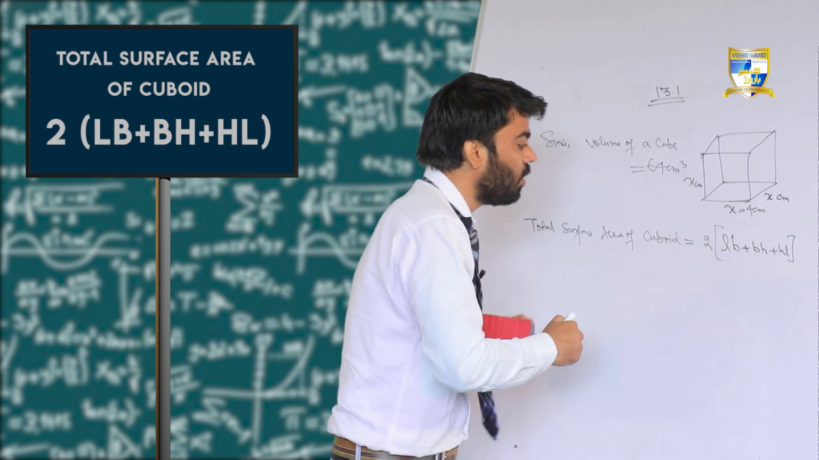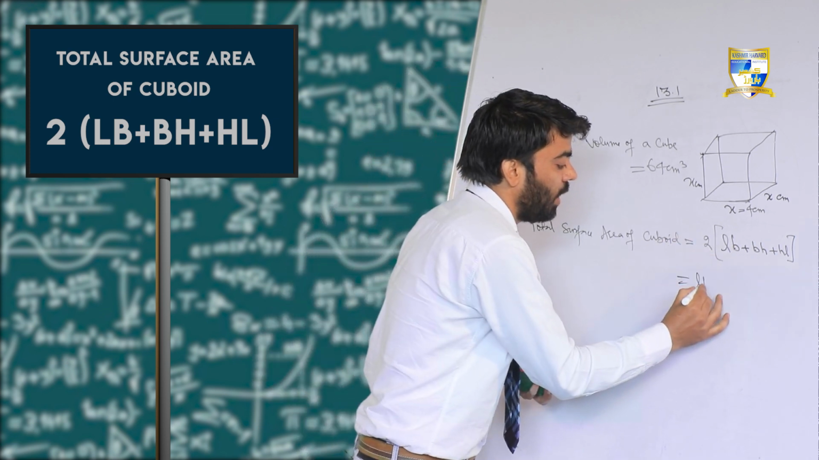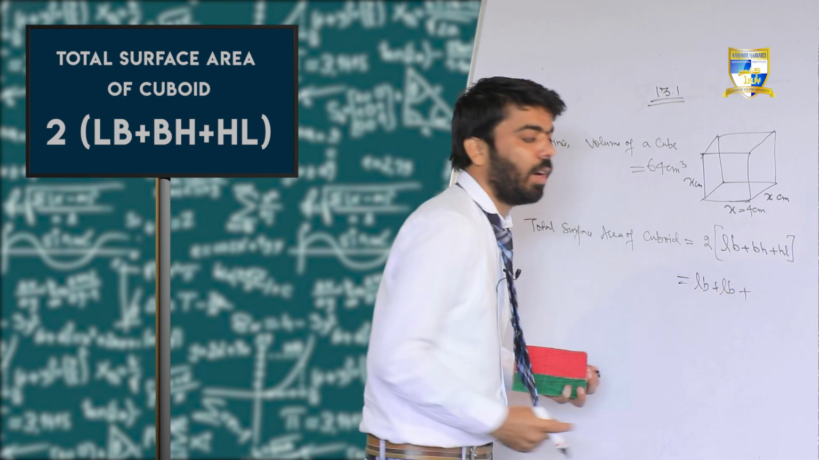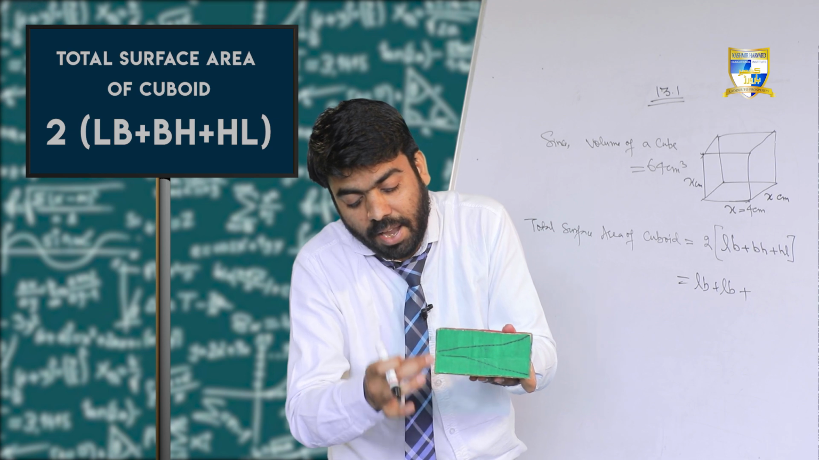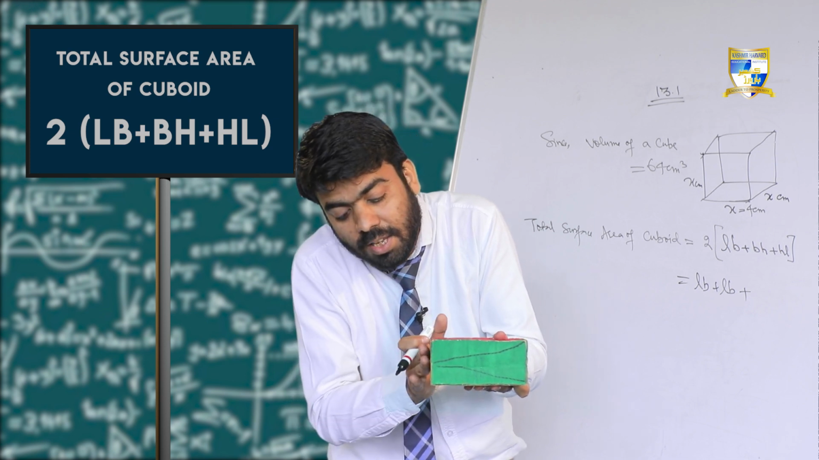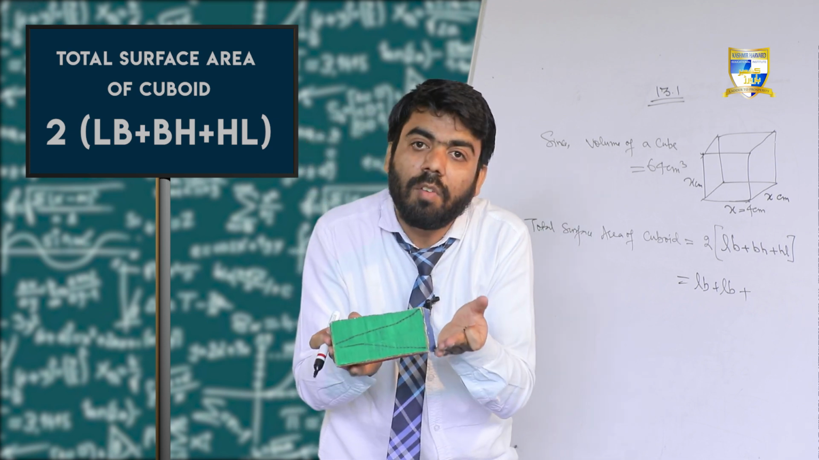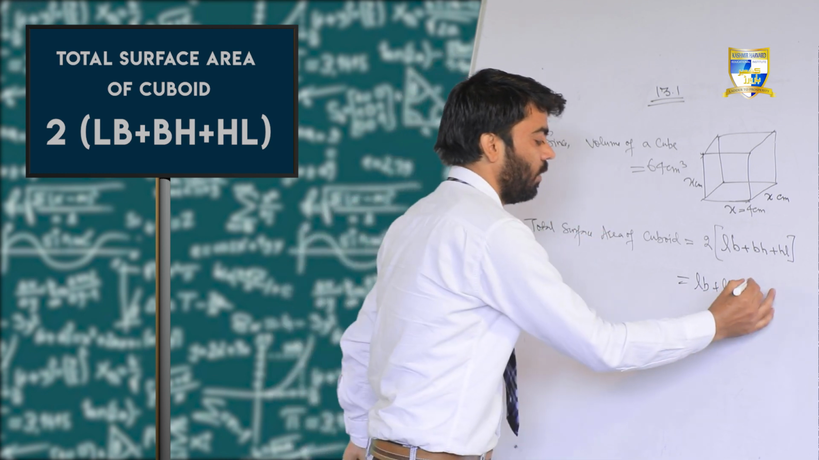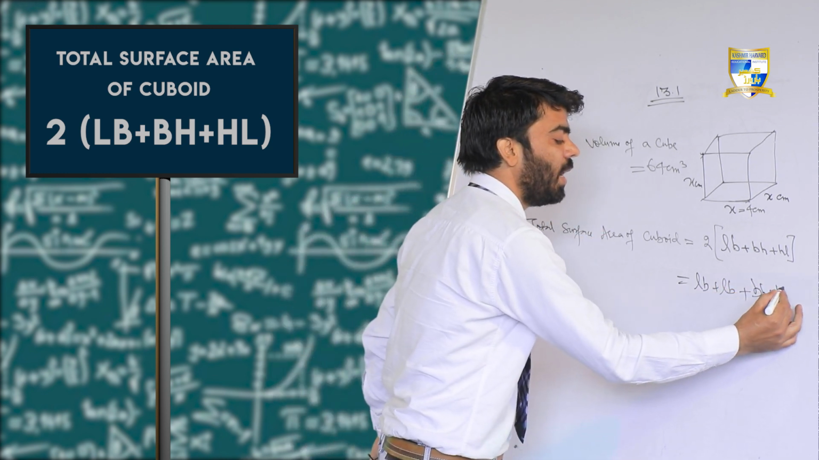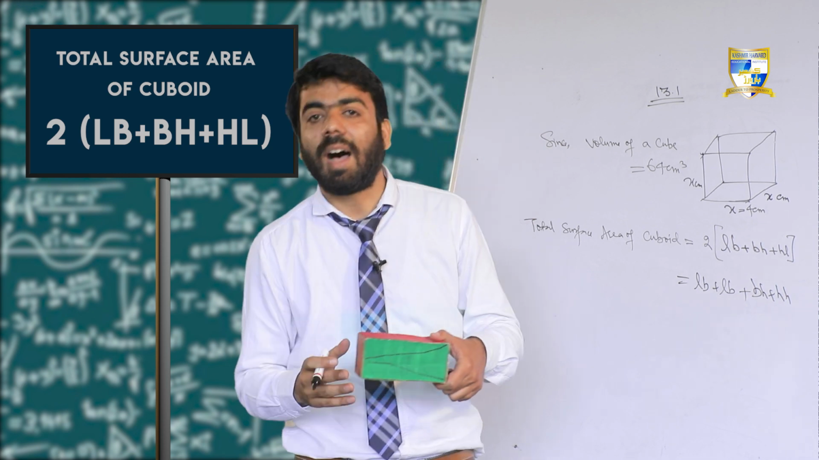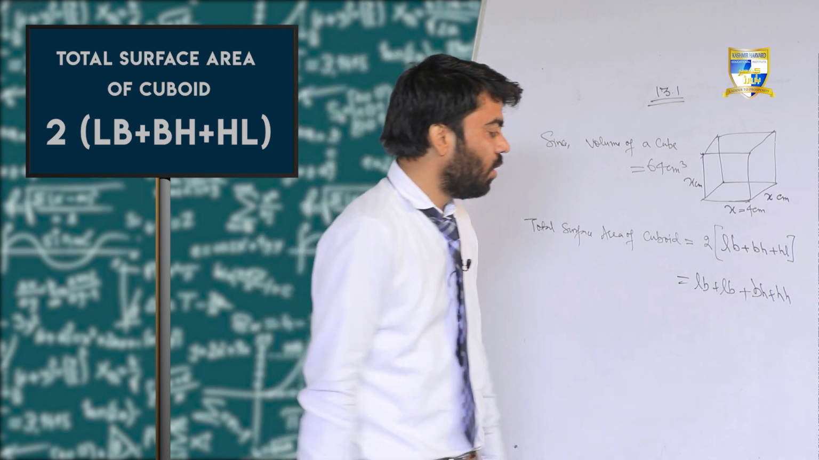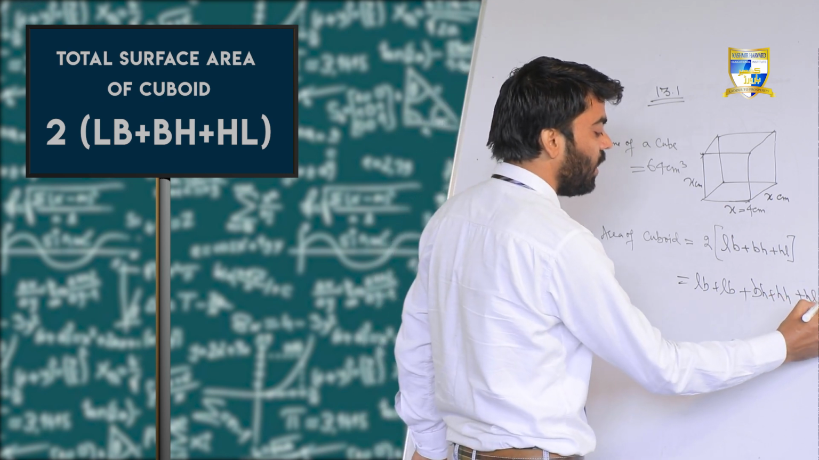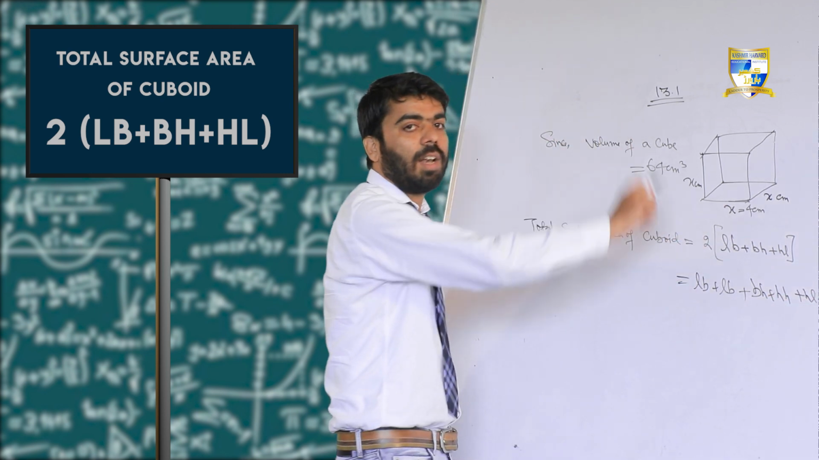I can write it like this also: length breadth plus length breadth. Then breadth height. Where is breadth? This is height, this is breadth. So this is the area of this side, and again the area of this side. This is again twice: breadth height plus breadth height. Then similarly, height and length. That is this. Clear? So again, it will be HL plus HL. And I can summarize it like this.